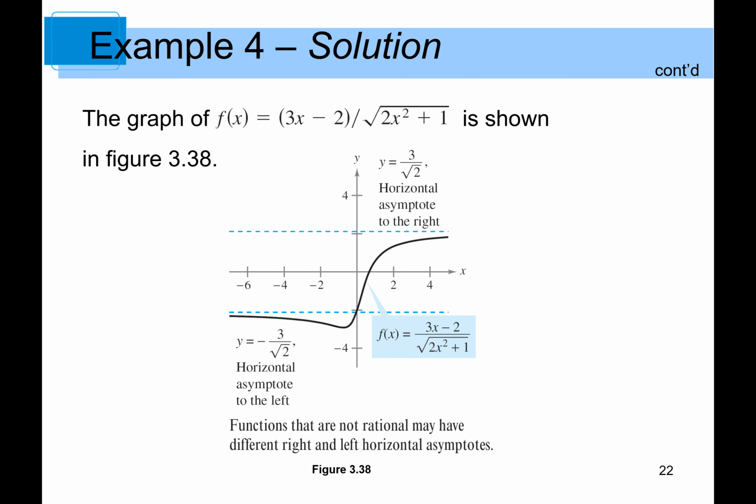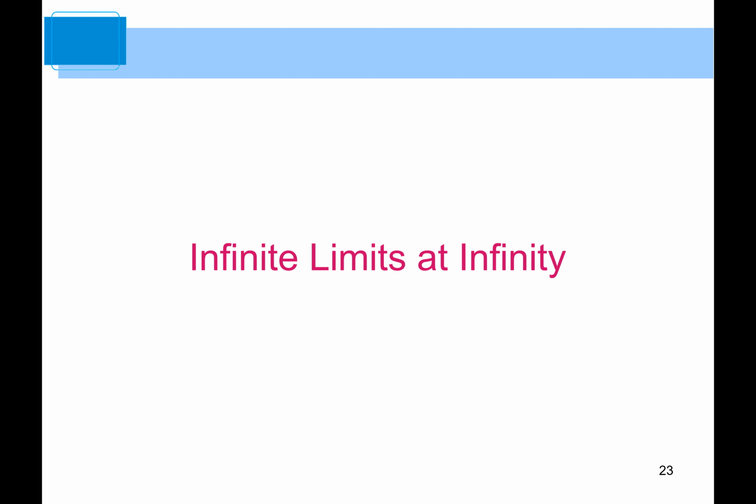As you can see, when you graph the function, there are two horizontal asymptotes: one horizontal asymptote to the right, and a horizontal asymptote to the left. So functions that are not rational may have different right and left horizontal asymptotes. You can use it as an empirical rule. This is the case with two horizontal asymptotes.